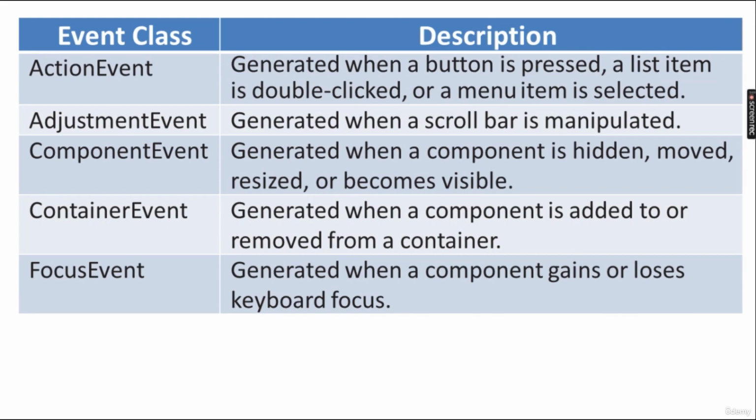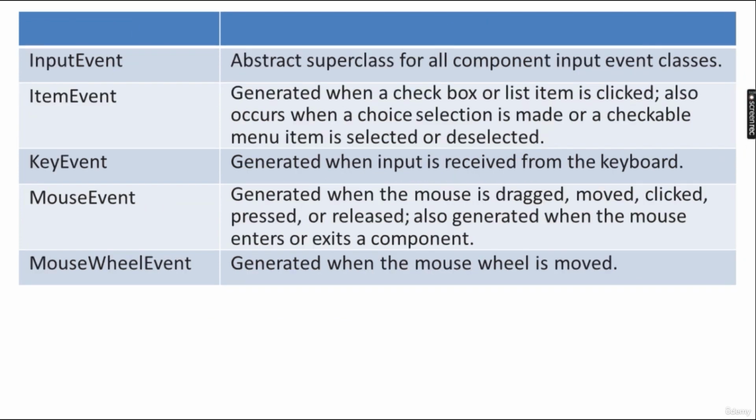ActionEvent is generated when a button is pressed, a list item is double-clicked, or a menu item is selected. AdjustmentEvent is generated when a scroll bar is manipulated. ComponentEvent is generated when a component is hidden, moved, resized, or becomes visible. ContainerEvent is generated when a component is added to or removed from a container. FocusEvent is generated when a component gains or loses input focus. InputEvent is the abstract superclass for all component input event classes. ItemEvent is generated when a checkbox or list item is clicked. It also occurs when a choice selection is made or a checkable menu item is selected or deselected.